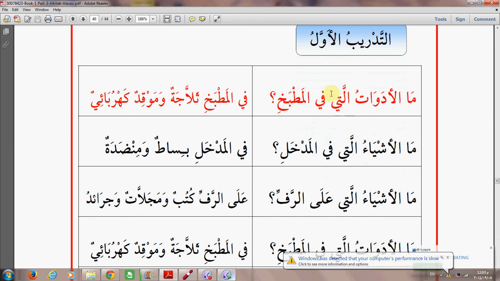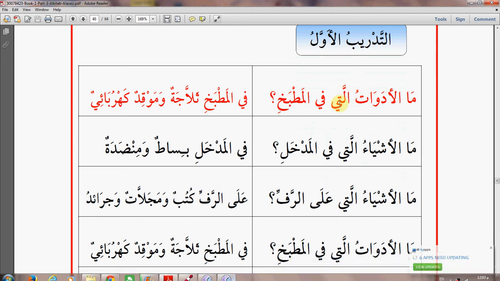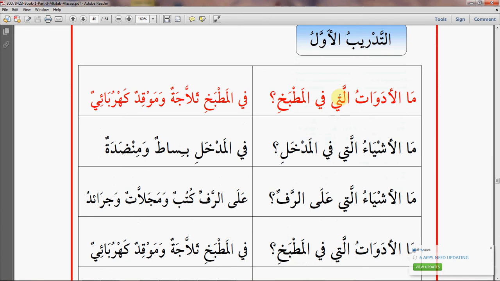Which, the feminine اسم موصول, the feminine noun. Okay, feminine which. ما الأدوات التي في المطبخ? What are the tools which are in the kitchen?